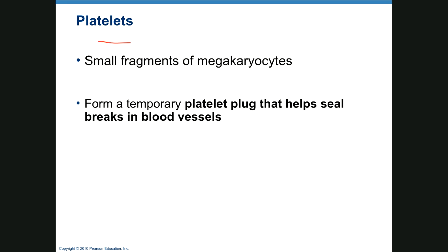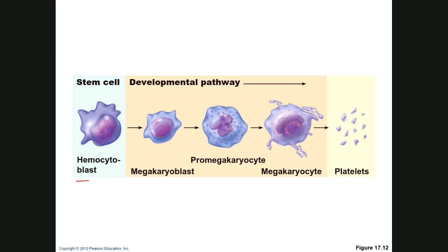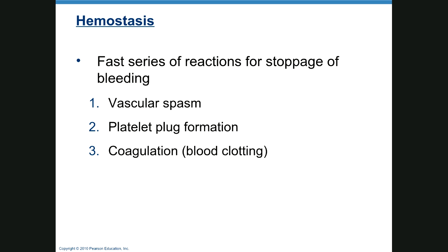Platelets are small fragments of megakaryocytes. They form a temporary plug, a platelet plug, that seals breaks in blood vessels. Platelets are also called thrombocytes. So here's your hemocytoblast becomes a megakaryoblast, megakaryocyte, and then platelets are just little sections of it. Hemostasis means stopping blood, and it's 3 steps: vascular spasm, platelet plug formation, and coagulation.